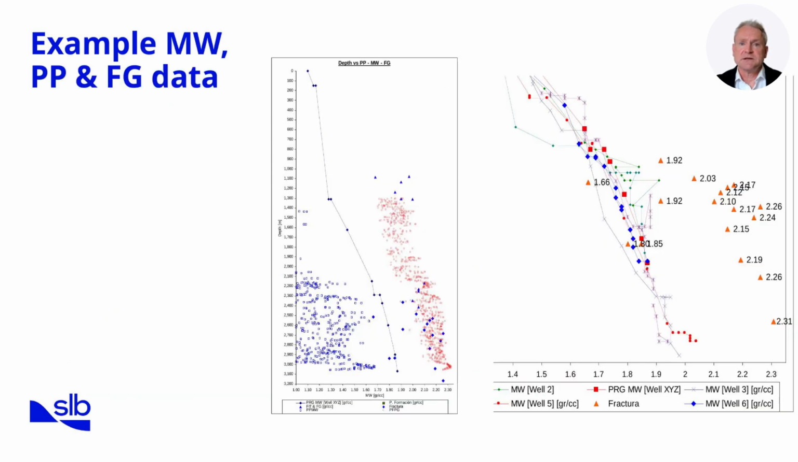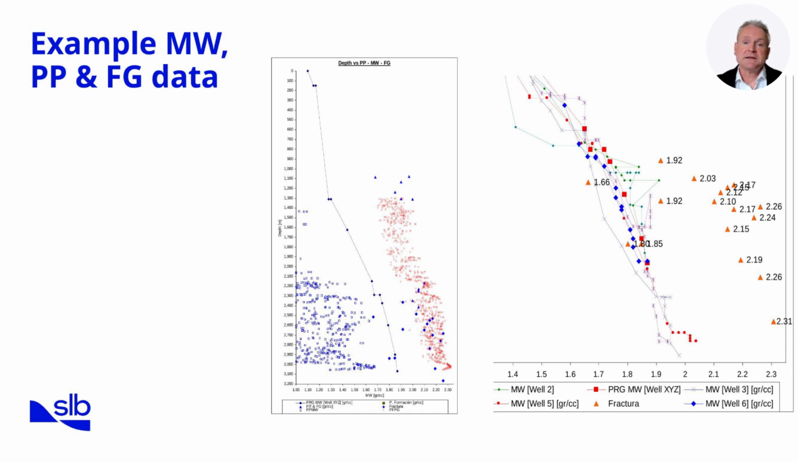Here we have a pressure depth plot showing mud weight, pore pressure and fracture gradient data across multiple wells. On the vertical axis we have depth, while the horizontal axis shows equivalent density in grams per cubic centimetre. Each curve represents either the planned mud weight, actual mud weights from various wells, or pressure test data like formation integrity tests and leak-off tests.